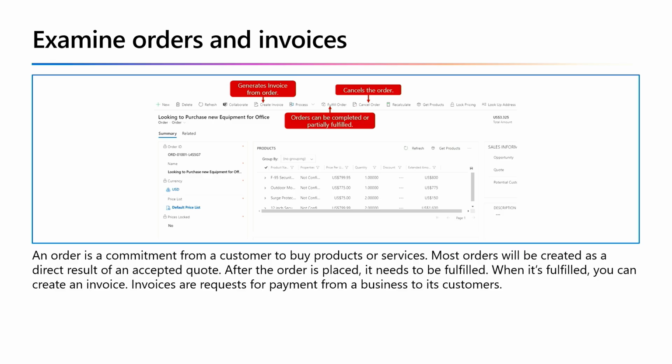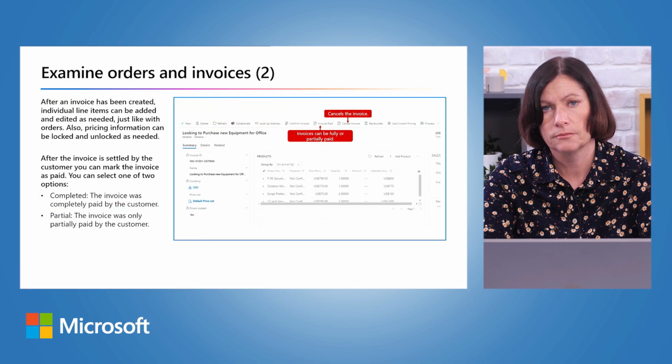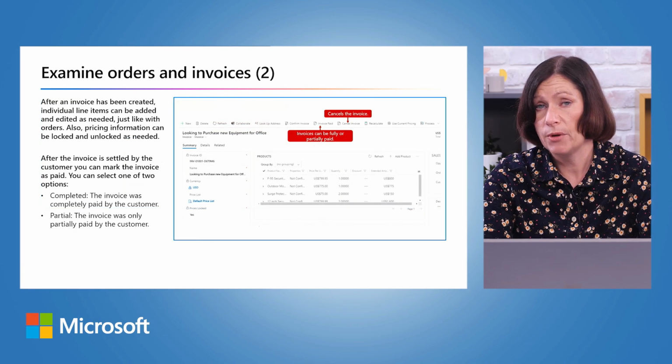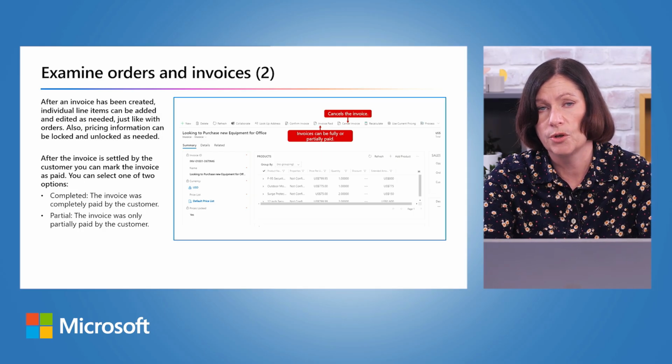The most common way for an invoice to be generated in the system is when it's created directly from an order. When the invoice is produced, all the products associated with the order will be automatically added to the invoice. Other products or services can be added or removed from the invoice after it's been created. Just like with orders, once an invoice has been created, line items can be added or removed. Pricing information can also be locked or unlocked, depending on requirements.